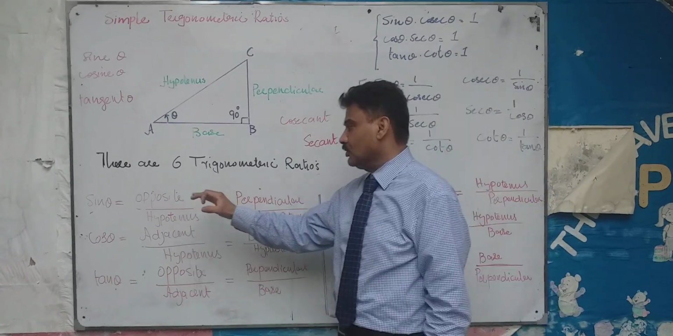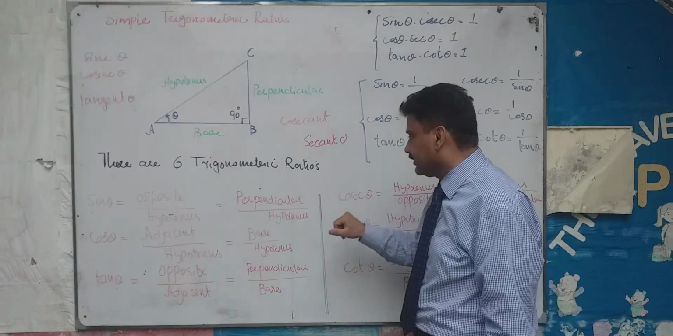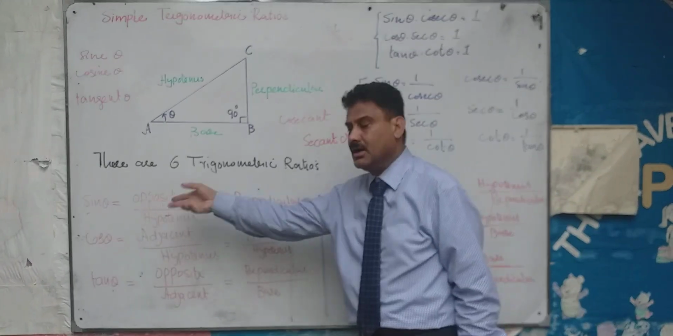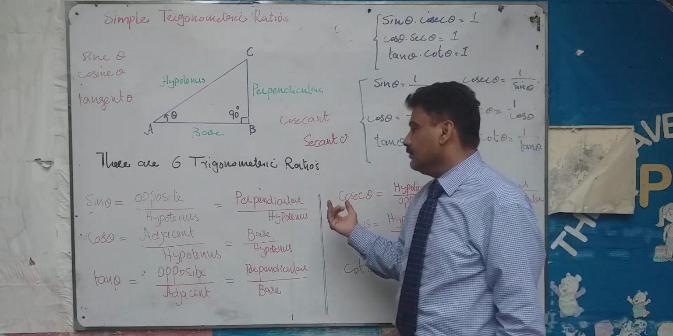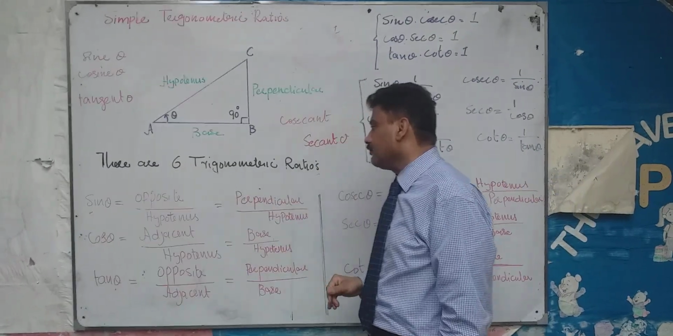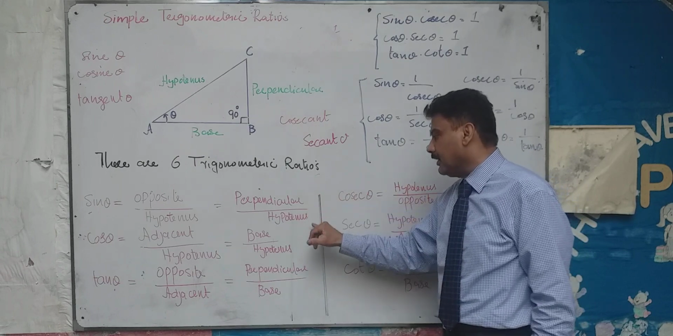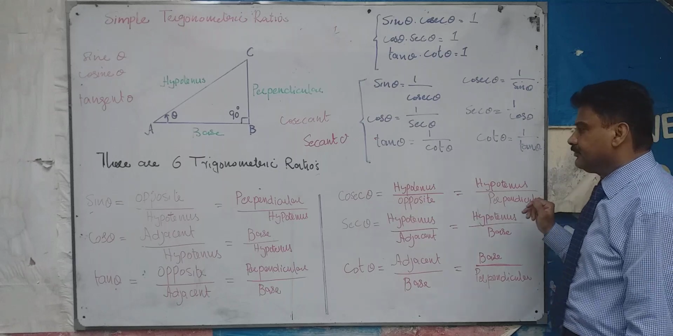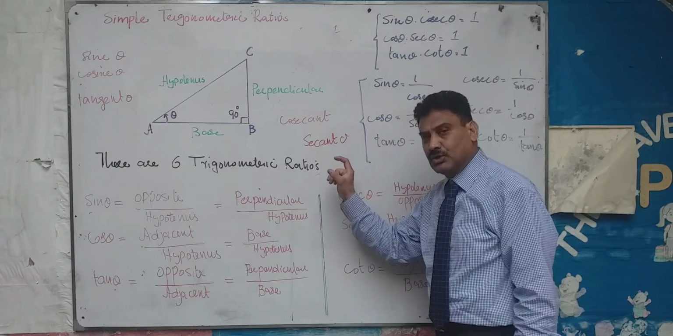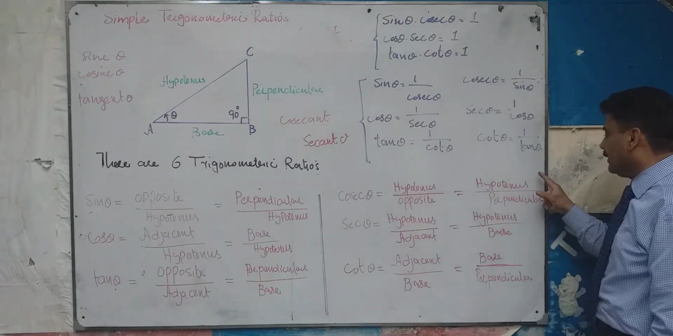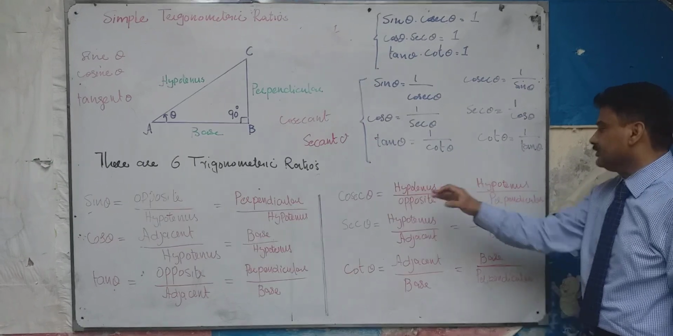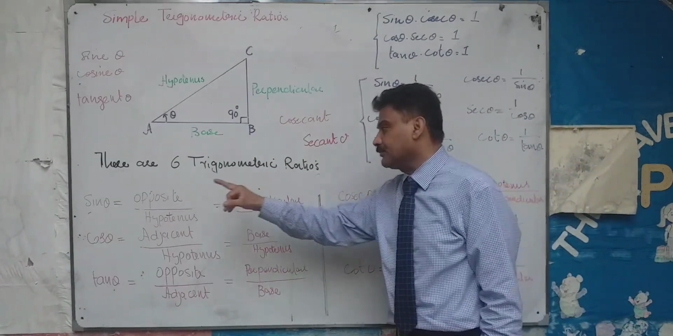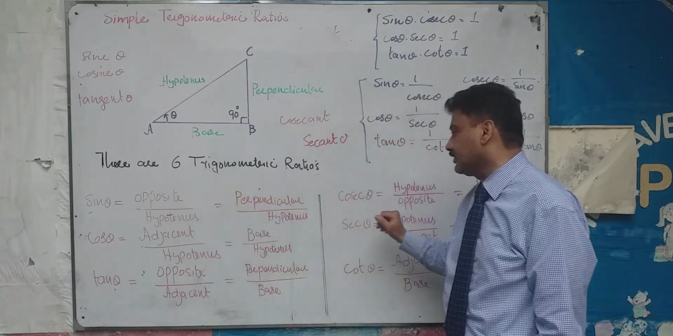If sin theta is the trigonometric ratio of perpendicular over hypotenuse, then cosecant theta, since it is the reciprocal of sin theta, or the multiplicative inverse of sin theta, is equal to hypotenuse over perpendicular. I mean to say cosecant theta is the trigonometric ratio between hypotenuse and perpendicular. Cosecant theta is the reciprocal of sin theta and sin theta is the reciprocal of cosecant theta.